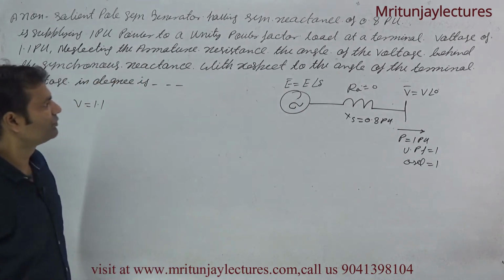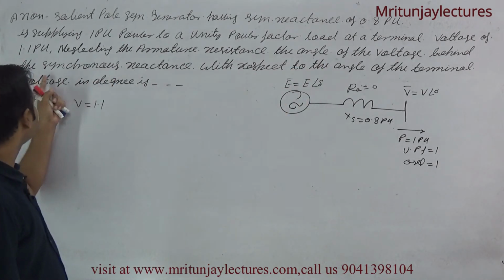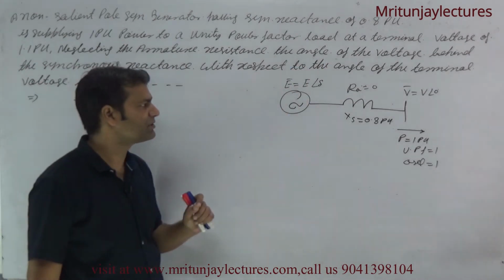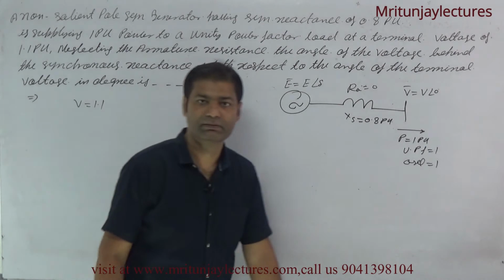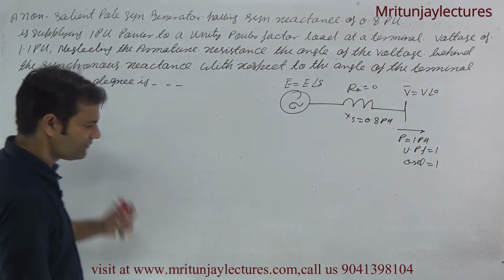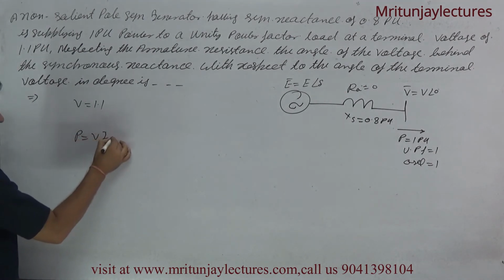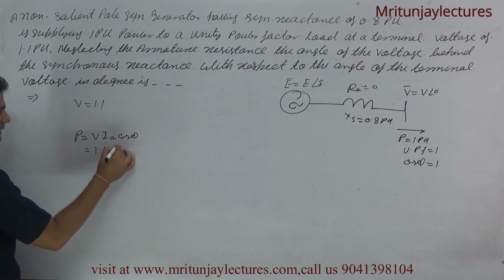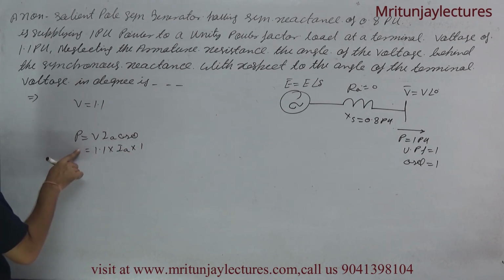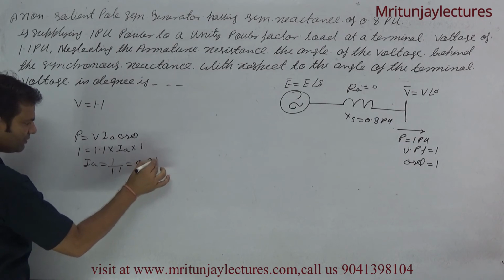Okay, our motto is to determine, neglecting armature resistance, the angle of the voltage behind the synchronous reactance with respect to the angle of the terminal voltage in degrees, that is, determine delta. Okay, how to determine? First of all, P is given, P is V Ia cos theta. V is equal to 1.1, Ia I don't know, power factor 1, and P is also given as 1. So Ia is equal to 1 upon 1.1, that is 0.91 pu.